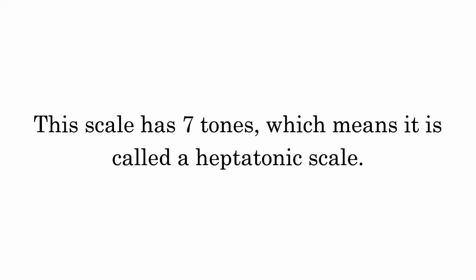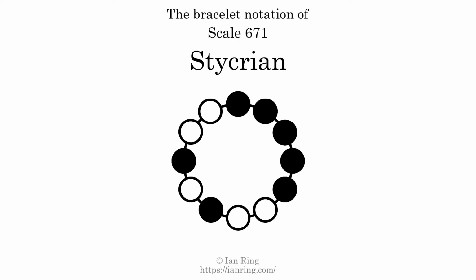This scale has 7 tones, which means it is called a heptatonic scale. This is a bracelet notation diagram of scale 671. The shaded circles represent tones that appear in the scale, and they are read clockwise, starting at the top.